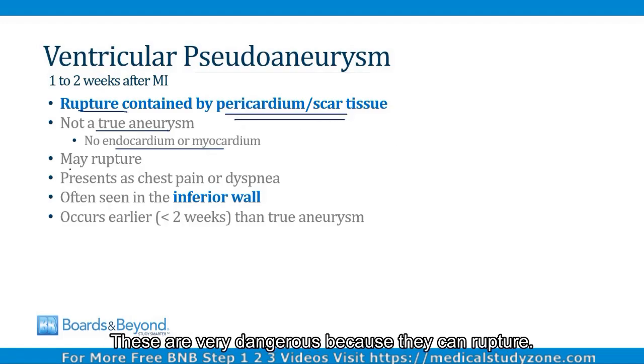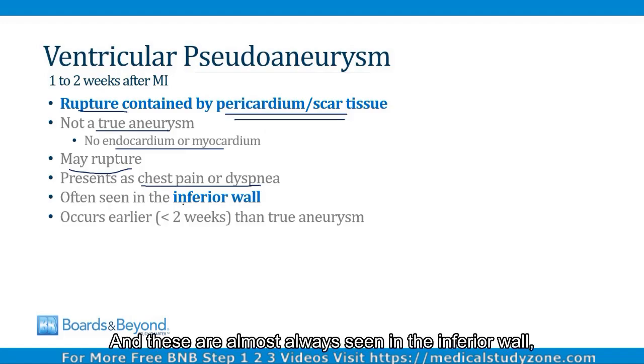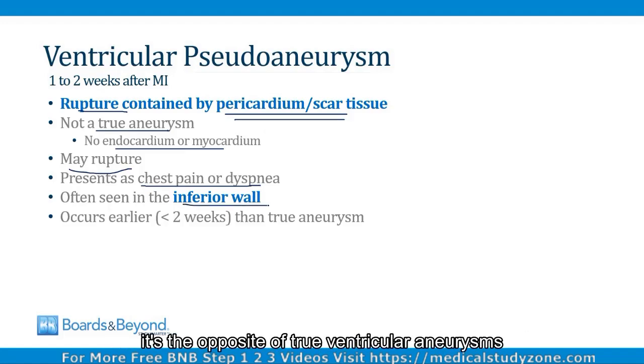These are very dangerous because they can rupture. Sometimes they cause the patient to have chest pain or dyspnea. And these are almost always seen in the inferior wall. It's the opposite of true ventricular aneurysms, which usually occur in the anterior wall.